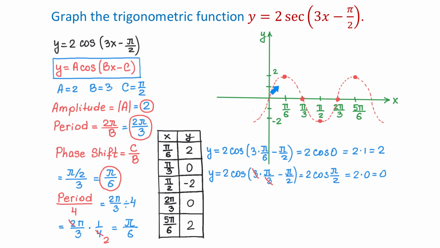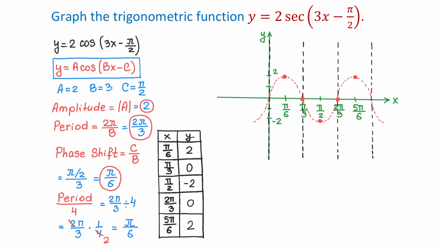I made this graph dotted because our goal here is to graph the secant function and this cosine function is just a helping graph. Now at the points where the cosine function crosses the x-axis, the secant function will have vertical asymptotes. So next I will draw the vertical asymptotes. Here we have them. And now let's draw the secant function. At the maximum and the minimum points of the cosine function, the value of the secant function is the same as the value of the cosine function.